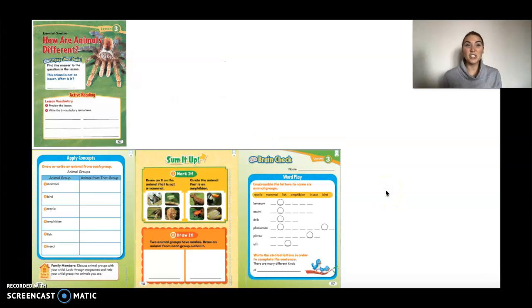Now, boys and girls, it's your turn to read a little bit more about these animals and how they are different. You can read in Lesson 3 and then complete pages 116 through 118.